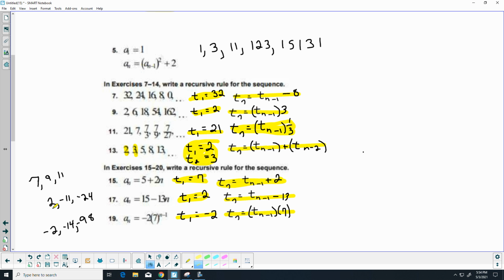On 17, I plugged 1 in for n, 2 in for n, 3 in for n, to kind of get the pattern. Looks like I'm subtracting 13, which makes sense. List the first term, subtract 13. I did the same thing for number 19. I plugged 1 in for n, 2 in for n, 3 in for n, and then I went ahead and figured out what was happening. It looks like it's being multiplied by 7, which makes sense. My base there is 7, so my starting point was -2, multiplying the previous term by 7.